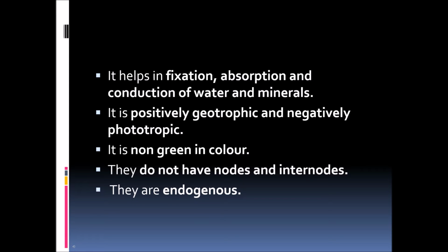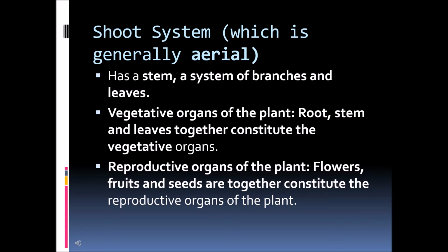And these roots are non-green in color, and there are no nodes and no internodes, and they are endogenous. Endogenous means it does not grow from the outside; from the embryo the root develops. So they are endogenous. The next is the shoot system.